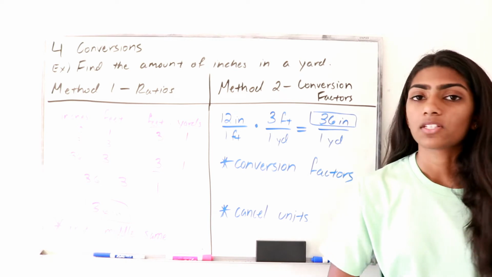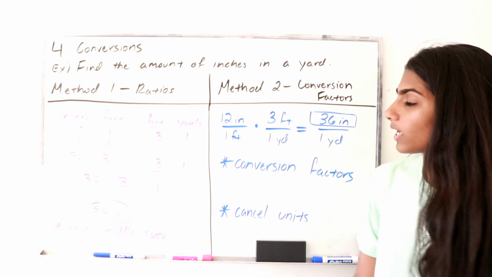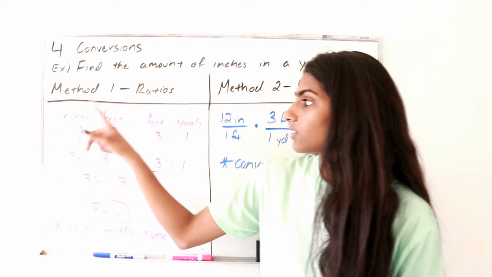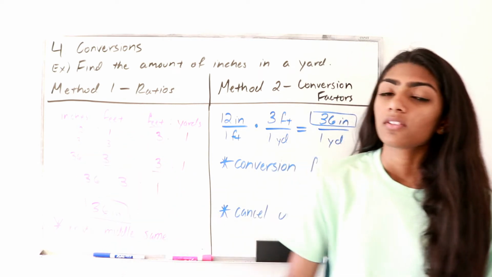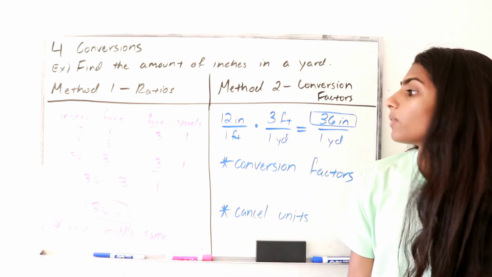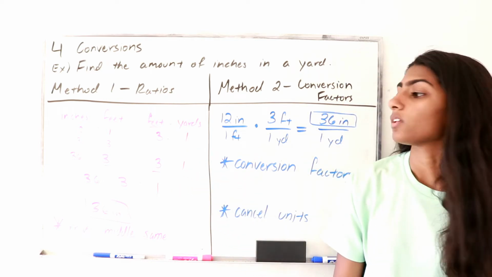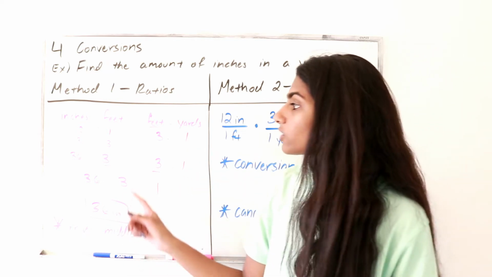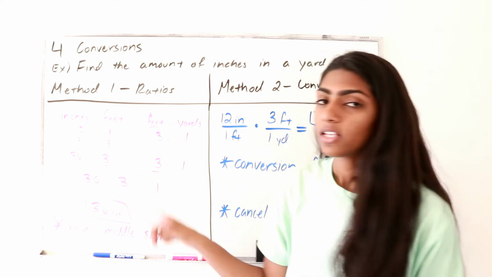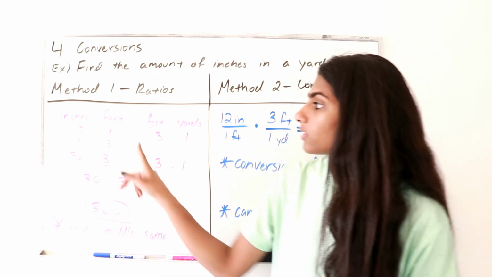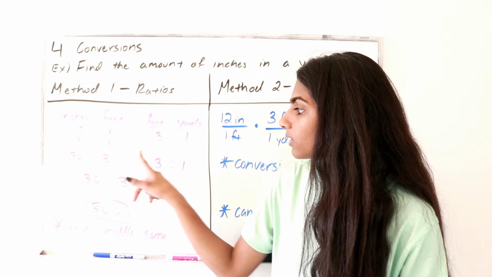So the first method is using ratios. If you look right here, we know that the ratio of inches to feet is 12 to 1, since there are 12 inches in 1 foot. We also know the ratio of feet to yards is 3 to 1, since there are 3 feet in 1 yard. Now what we're going to do is try to make the middle the same, to make it into a multi-way ratio. See right here, the feet, 3 and 3.